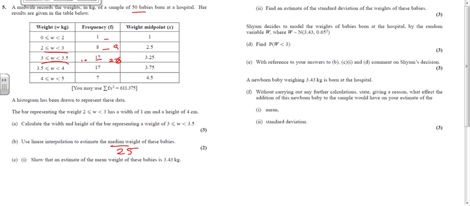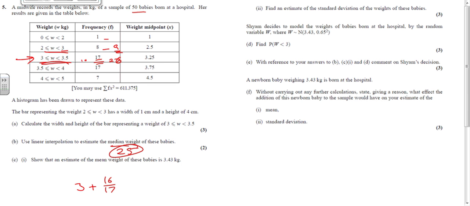So the way we use linear interpolation to find the median is, once we've identified the category, we start with the lower bound, which in this case is 3. Now you've got to be careful with this one. Often it's going to be halfway between this value and this value, but because they're the same, the lower bound must be 3. So it's going to be 3 plus. Now we're looking for the 25th baby. The first 9 babies are here, so we want to find the 16th baby after that. So we are looking for the 16th baby, but there are 17 babies in here, so it's the 16th out of the 17 babies in this category that's going to be the 25th one.